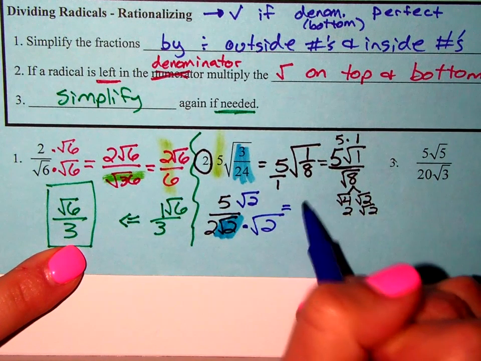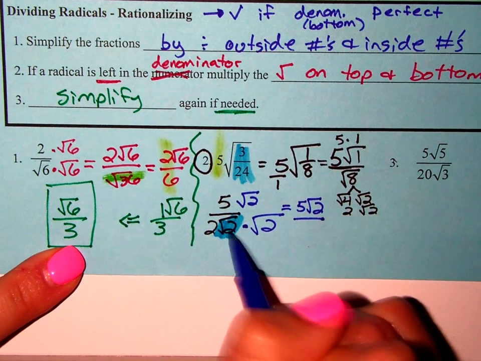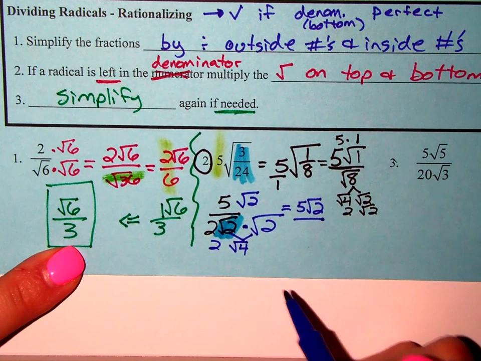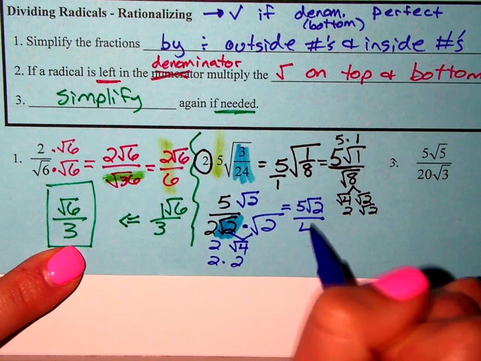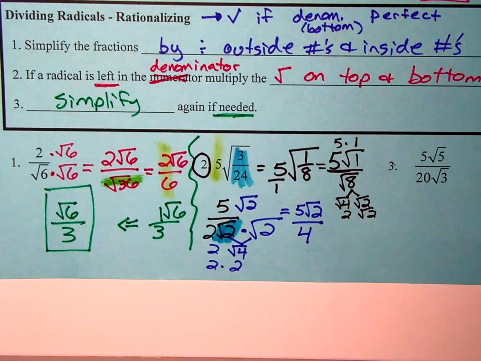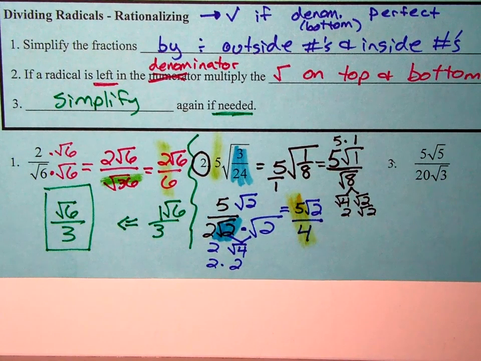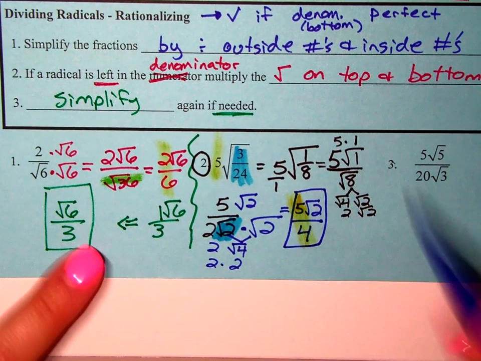So 5 times square root of 2 would be 5 square root of 2. These can get multiplied to give me square root of 4, right? So I have 2 square root of 4. Well, the square root of 4 is 2, and 2 times 2 would give me 4 in the denominator. Then I should check and see, can I simplify this any further? Can 5 over 4 be reduced? It cannot, and there's only one number in the radical, so that's our final answer.